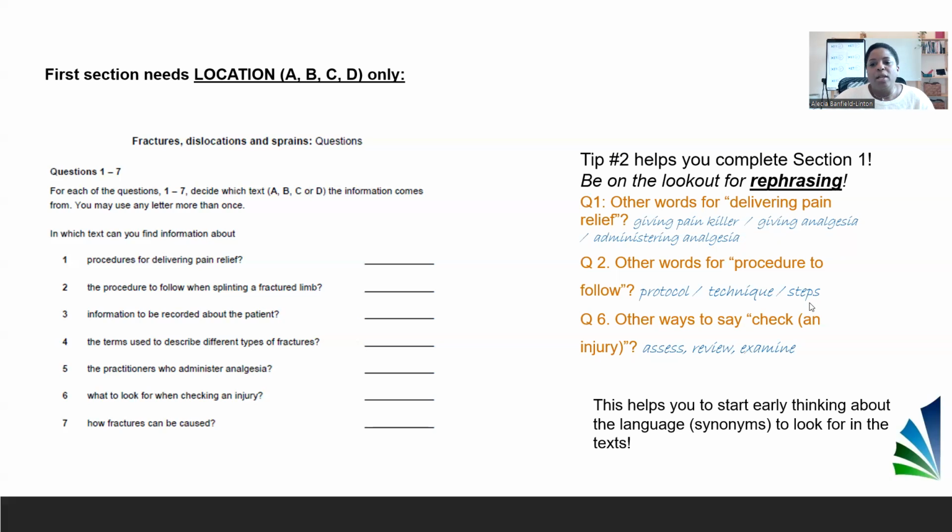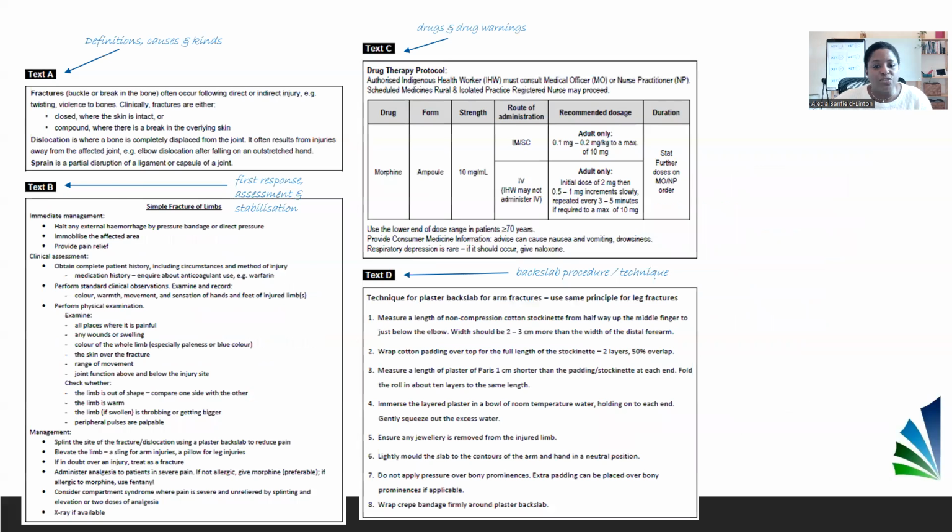Okay? What other words for procedure to follow? So I'm thinking immediately procedure, protocol, technique, steps. And what other words for check an injury? Assess, review, examine, examination. Immediately, all of those words, those synonyms jump into my brain. All right. So let's try answering the question then.